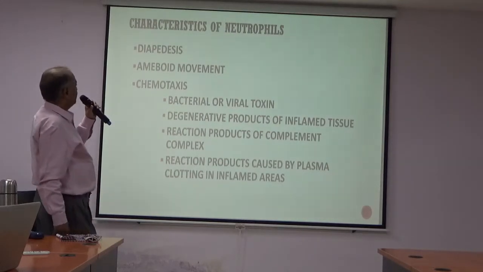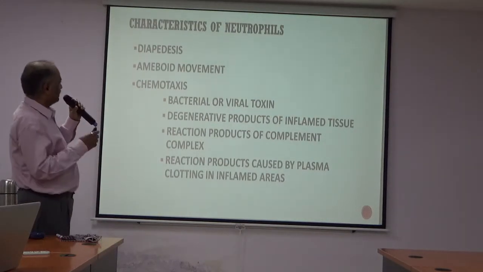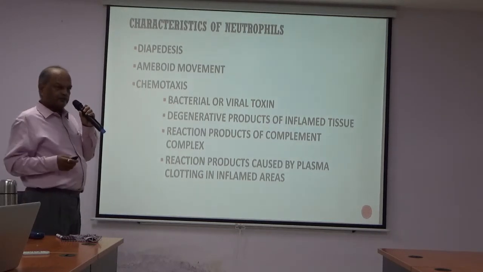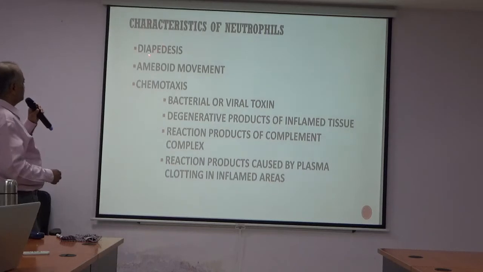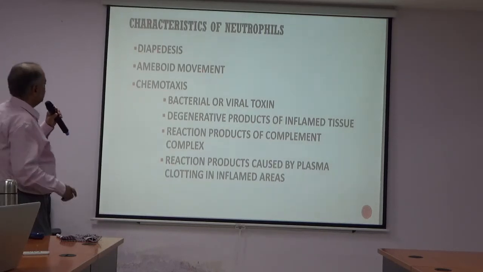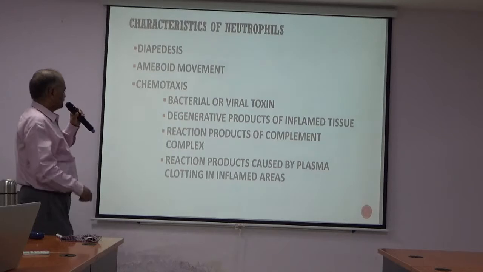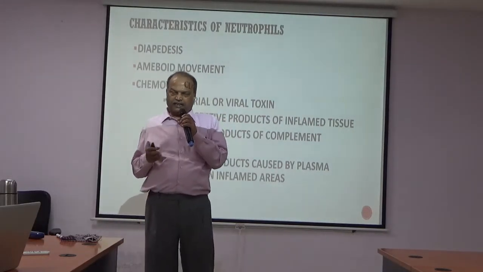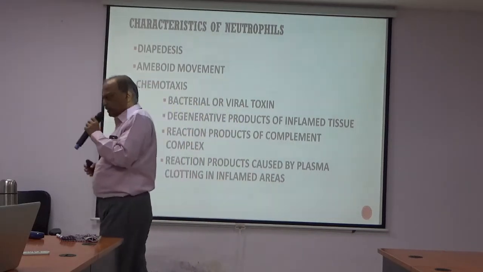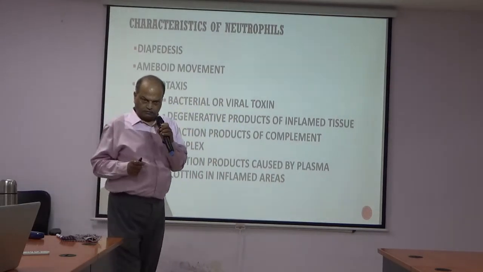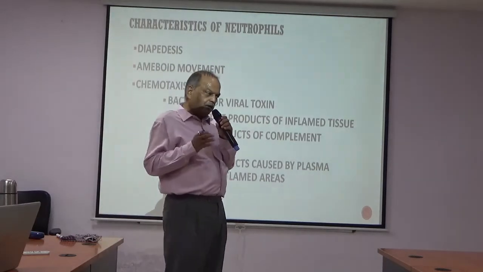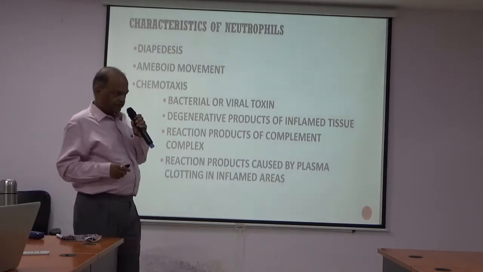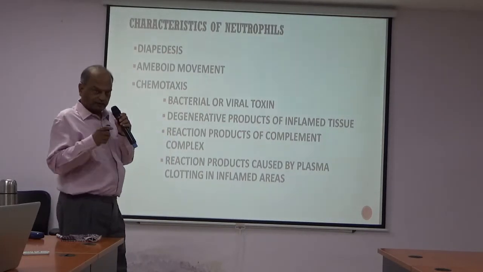So now, coming to the characteristics of the neutrophils. What are the different characteristics? These characteristics help the neutrophils in performing their function. Number 1, diapedesis. Number 2, amoeboid movement. Number 3, chemotaxis. In diapedesis, what happens? The cells are being formed in the bone marrow, which is an extravascular location. Now, these cells have to gain access to the systemic circulation. And what is the modus operandi? By this method of diapedesis, these WBCs gain access into the peripheral circulation.